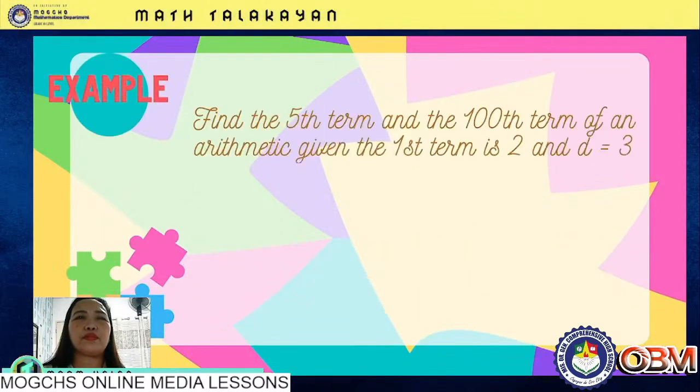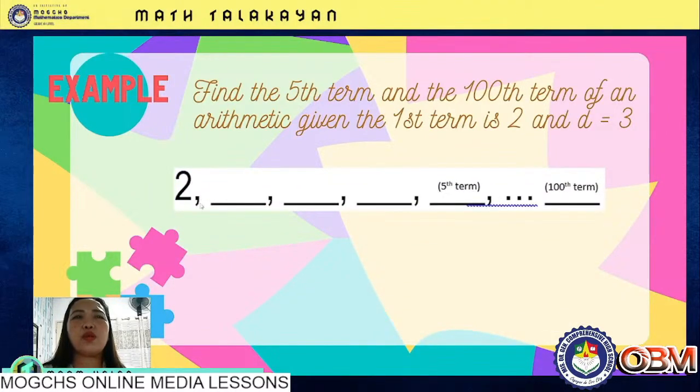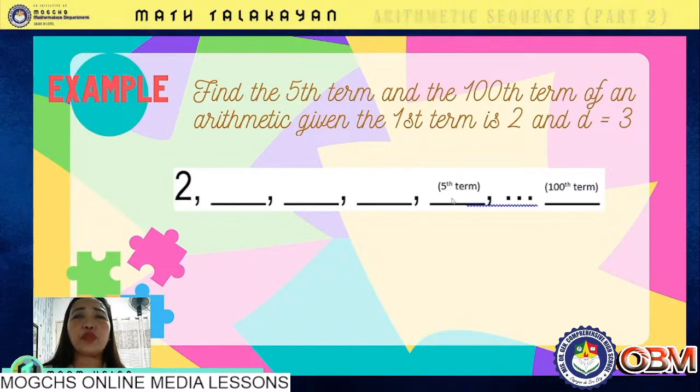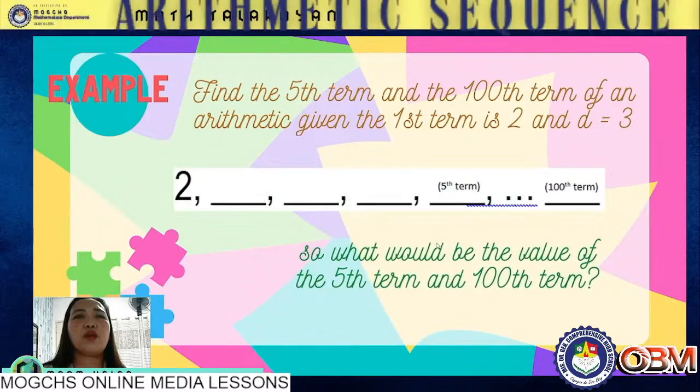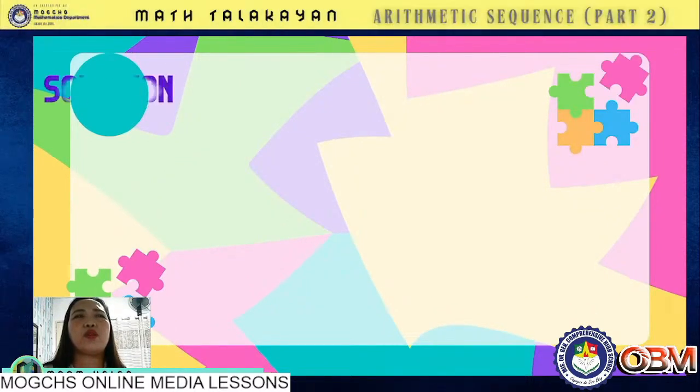Example: find the fifth term and the 100th term of an arithmetic sequence given the first term is 2 and d equals 3. So our first term is 2 and we're looking for our fifth term and 100th term. So what would be the value of the fifth term and 100th term? Solution.